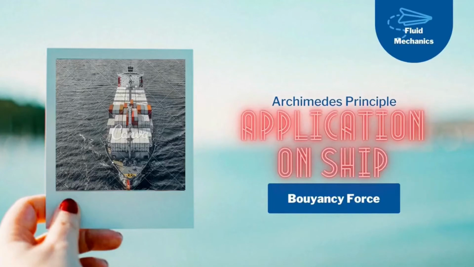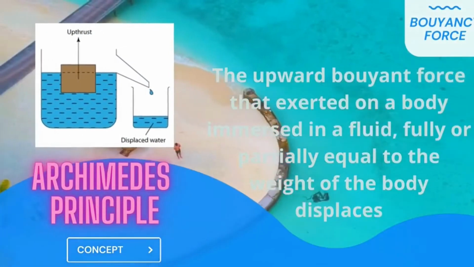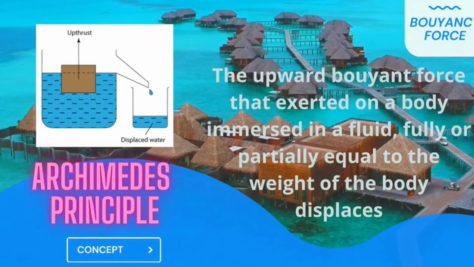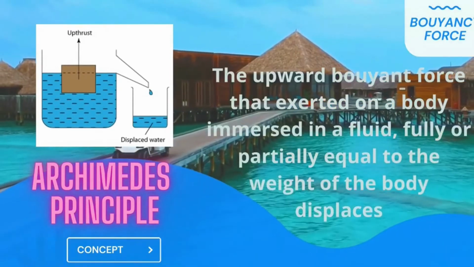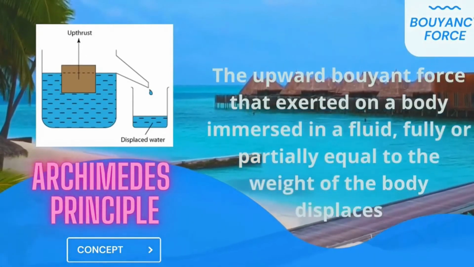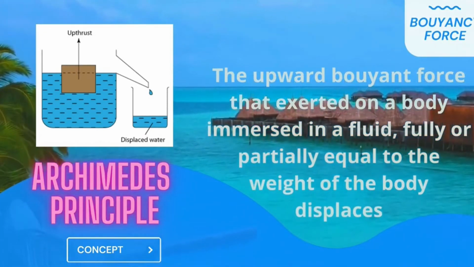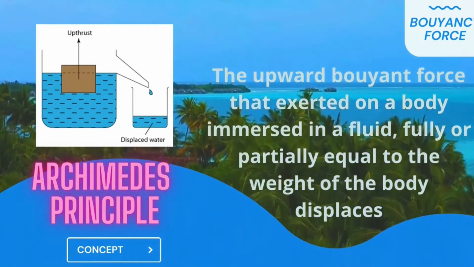Next, we will tell you about the application of Archimedes' principle to ships. A ship is one of the many things that obey the buoyancy force. Before we explain the application in more detail, we will tell you about the concept of buoyancy force. Archimedes' principle states that the upward buoyancy force exerted on a body immersed in a fluid, whether fully or partially, is equal to the weight of the fluid the body displaces.